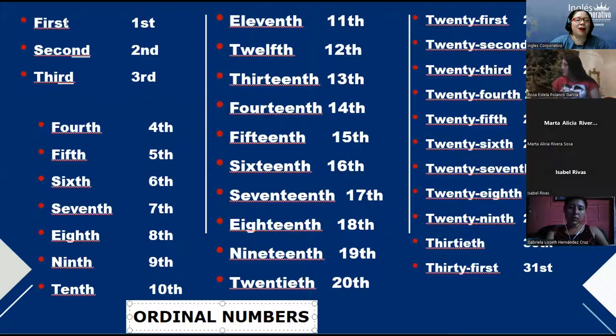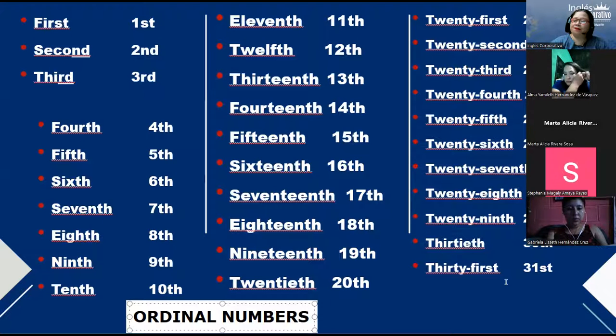I didn't hear everybody. I just heard Rosa and Alma. Now, everybody, please. First, second, third. Okay, estos tres números son los únicos diferentes. These are the only different numbers in the ordinal numbers, okay? Then, from the 4th to the, let's say, 20th, we use the ending th, all right?